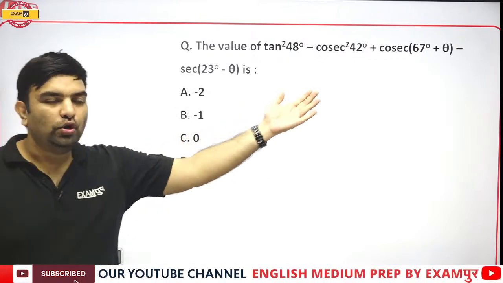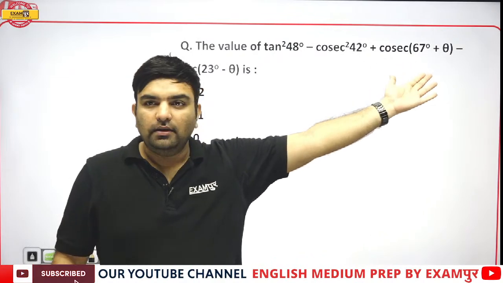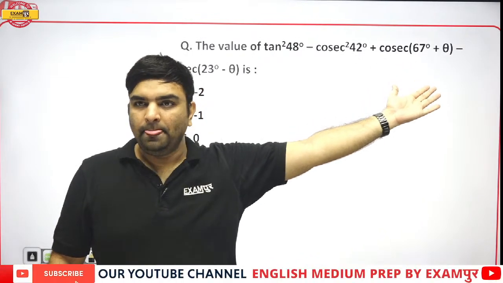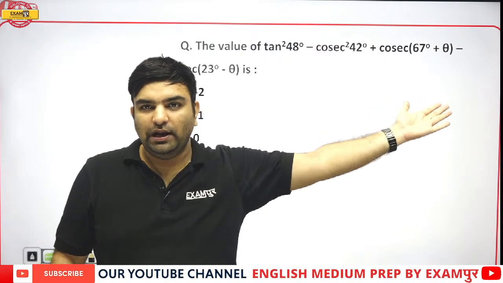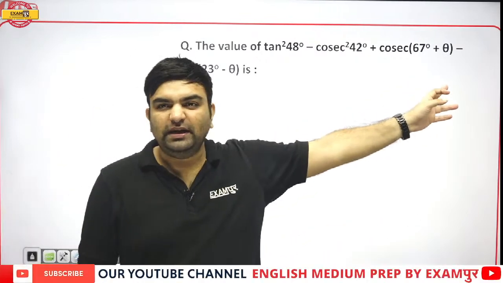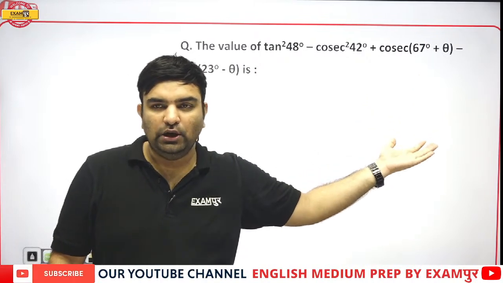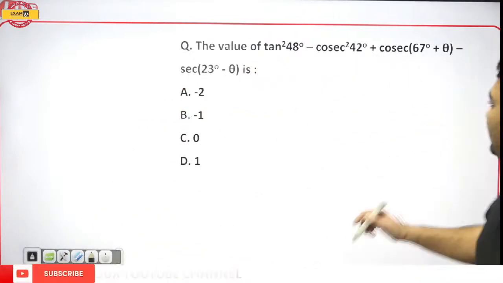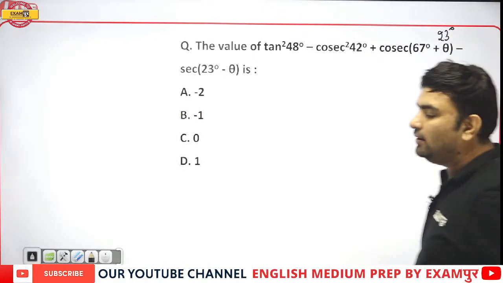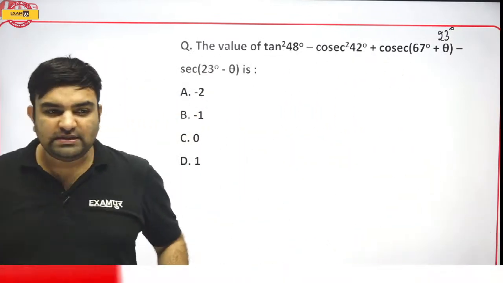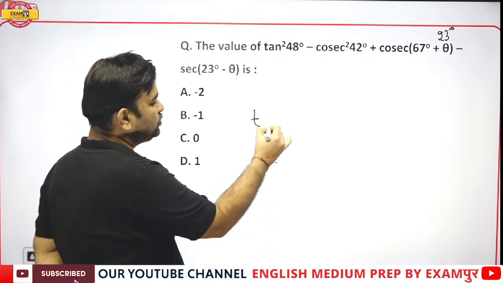Guys, you know that no one knows the value of 67. So you can assume theta as anything so that it becomes one of 30, 60, 45, 90, whose values we know. So you will assume theta as something so that you can convert it into a value which you know. So you are taking theta as 23 so that it becomes a value we know. So it is tan square 48.